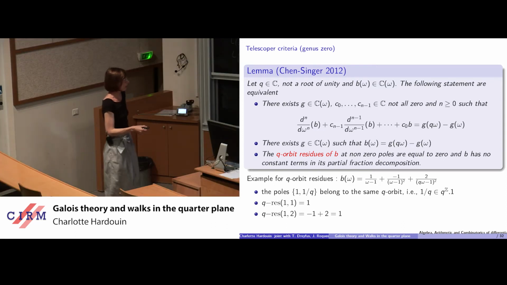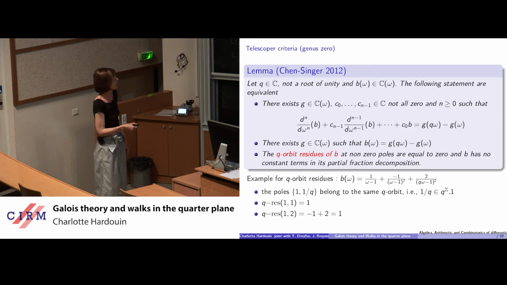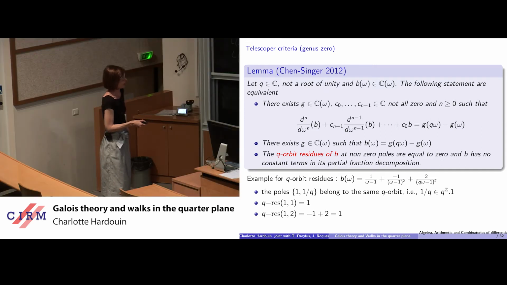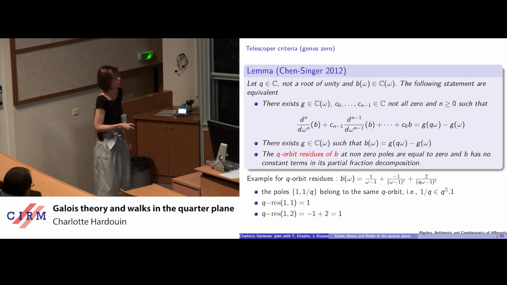So what is the Q residue of 1, of order 1? It's just this coefficient, 1. But the Q residue of 1 of order 2, so we are looking at higher residue. So there is a non-canonical question in this definition. Then it's minus 1 plus 2, and it's equal to 1. So you just sum here these two guys.